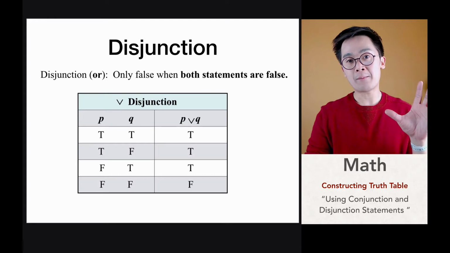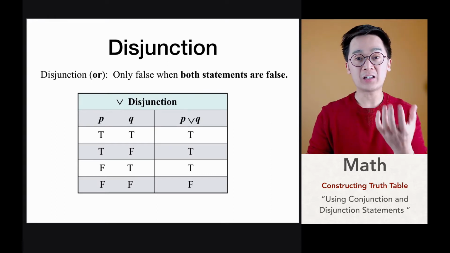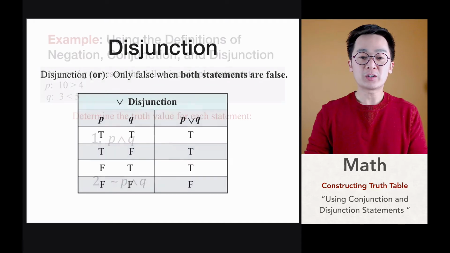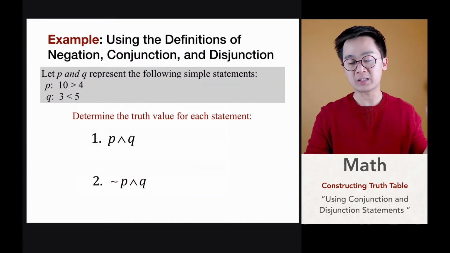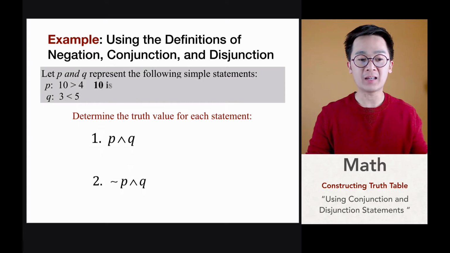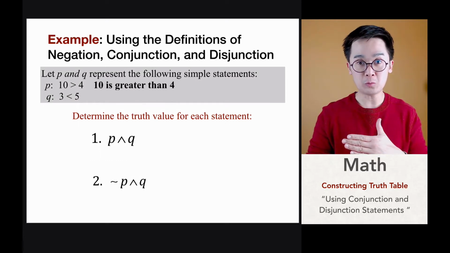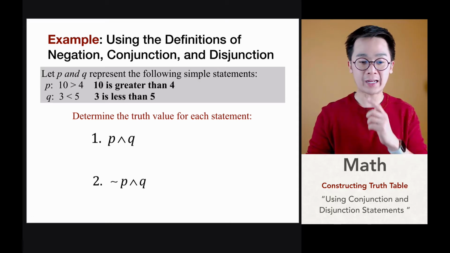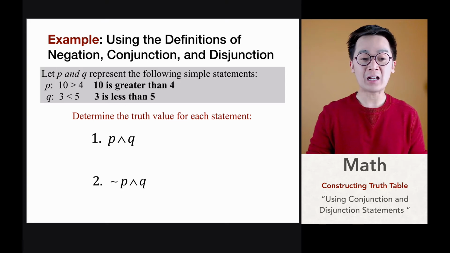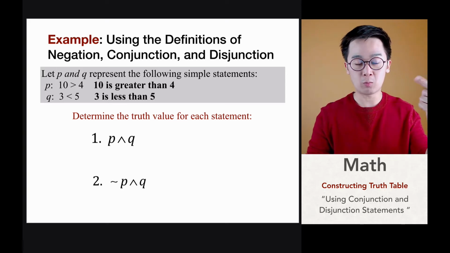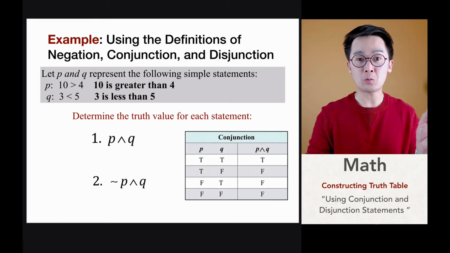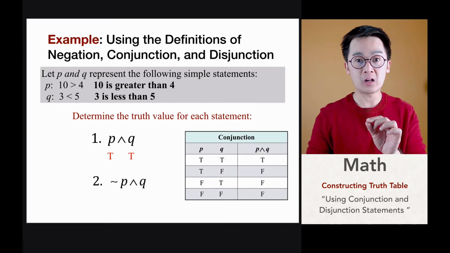So these are some of the facts that you need to remember when you're constructing your own truth table using disjunction and conjunction. So let's say we have two actual statements, P and Q, wherein P is 10 is greater than 4, which is a true statement, and Q, which is 3 is less than 5, which is also a true statement. That means if we're going to determine the value of the compound statements on problem 1 and number 2, starting with P and Q, we know that P is a true statement, and we know that Q is also a true statement.